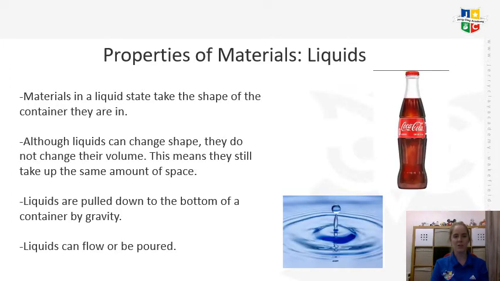So what are the properties of liquids? What makes them different to a solid? Materials in a liquid state take the shape of the container they are in. Although liquids can change shape, they do not change their volume. This means they still take up the same amount of space.